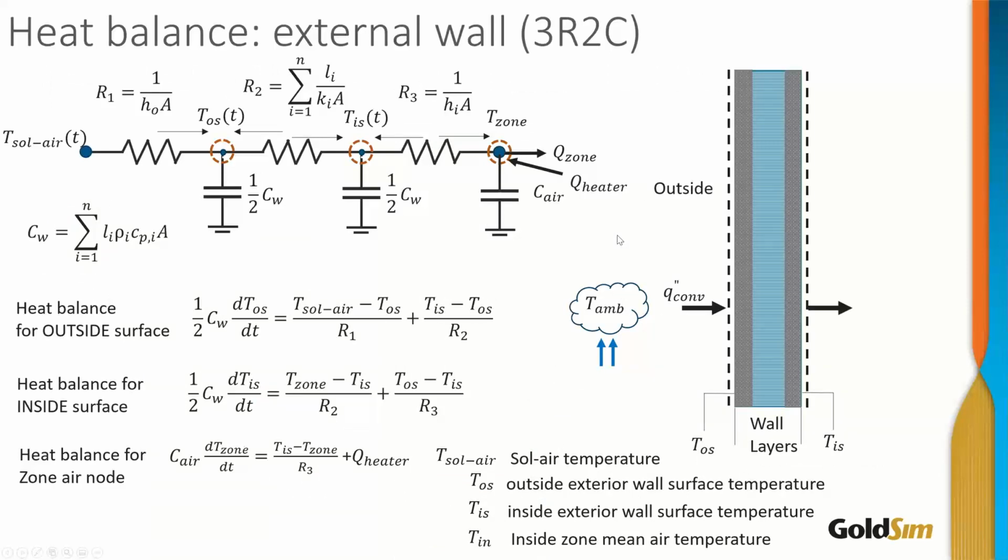This goes into a little more detail of what we just saw, and this is how we're going to model the energy balance in the actual GoldSim model. So again, we have our solar air temperature, the resistance to convection, resistance to conduction, and resistance to convection on the inside. And here are our capacitors, which are half of the wall on the outside surface, half of the wall on the inside surface, and then the air in our zone.